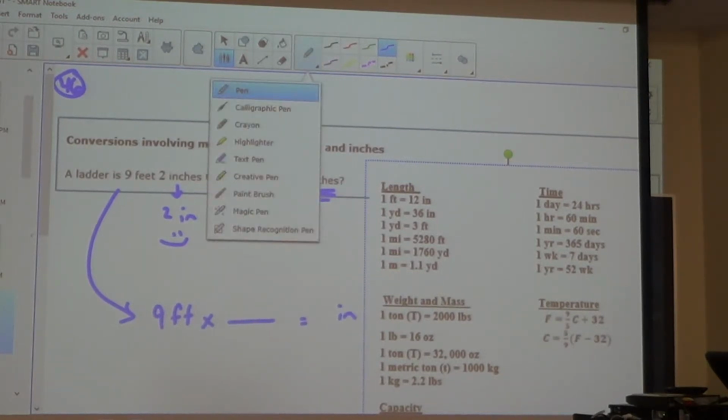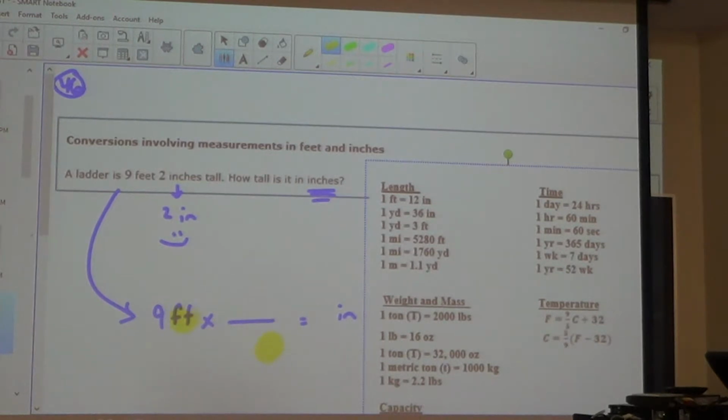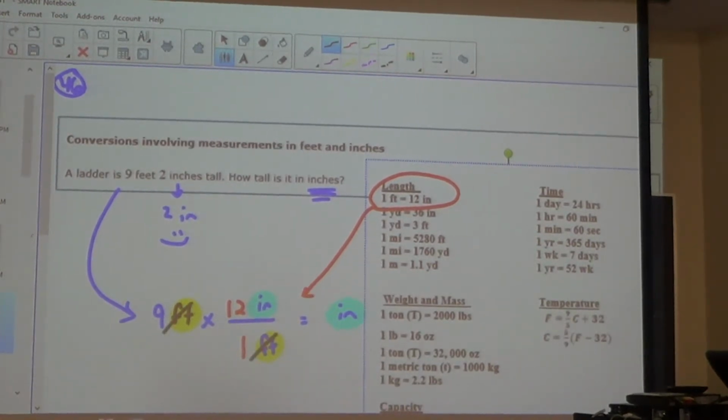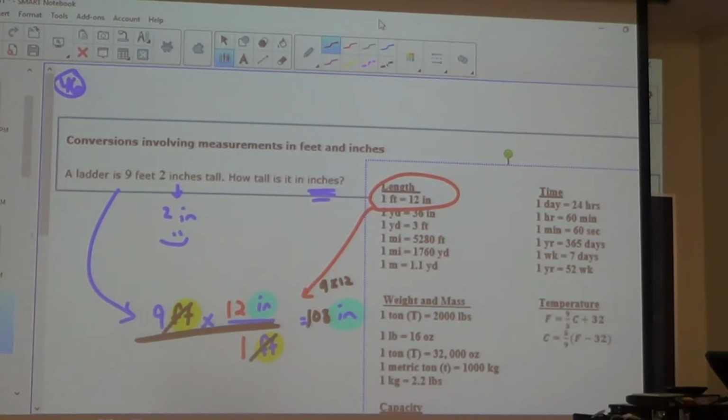So what units do I put on the bottom? Feet. And on the top, I'm going to put inches. Then I come over and I say, how many inches are in a foot? Right there, 12. So what am I going to put beside the inch? 12. What am I going to put beside the feet? 1. My units cancel. I'm going to multiply 9 times 12, which is 108. So 9 feet is 108 inches plus the 2 extra inches.